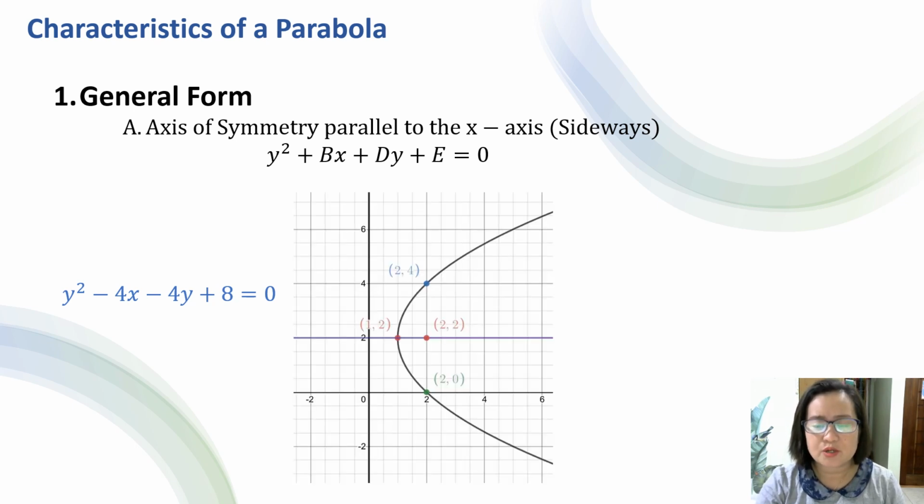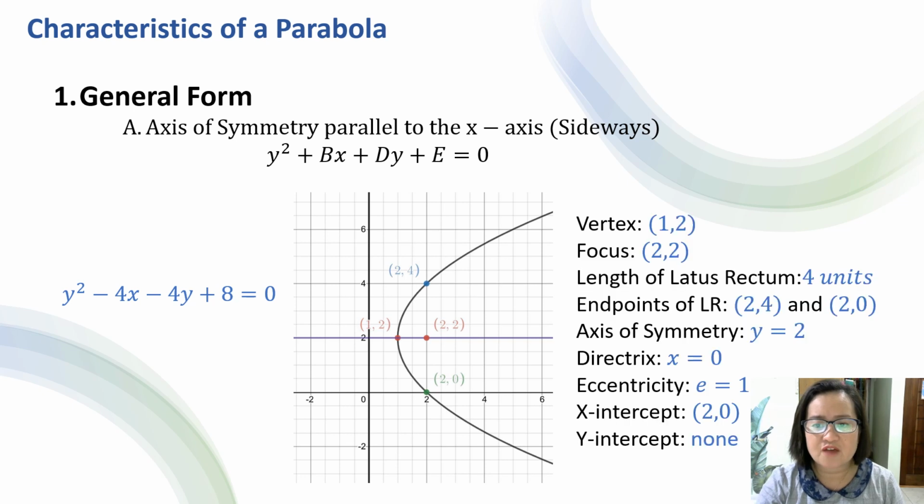Using Desmos, we would be able to get a graph having a vertex at 1, 2, focus at 2, 2, the length of latus rectum is 4 units, and its endpoints is at 2, 4, and the other is at 2, 0. Getting the difference between the ordinates of the endpoints of the latus rectum, 4 minus 0, the difference is 4. Confirming our answer a while ago that the length of the latus rectum is 4 units.